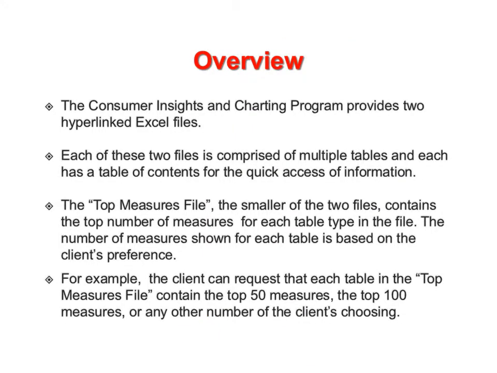The Consumer Insights and Charting program provides two hyperlinked Excel files. Each of these two files is comprised of multiple tables, and each has a table of contents for the quick access of information. The top measures file, the smaller of the two files, contains the top number of measures for each table type in the file. The number of measures shown for each table is based on the client's preference. For example, the client can request that each table in the top measures file contain the top 50 measures, the top 100 measures, or any other number of measures that the client wishes to choose.